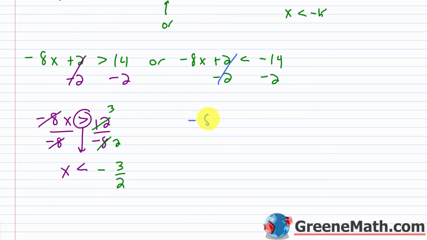I will have negative 8x is less than negative 14 minus 2, which is negative 16. Divide both sides by negative 8. So this will cancel with this, and what I'll have is x, and I've got to flip this, is greater than negative 16 over negative 8, which is 2. So x is less than negative 3 halves, or x is greater than 2.